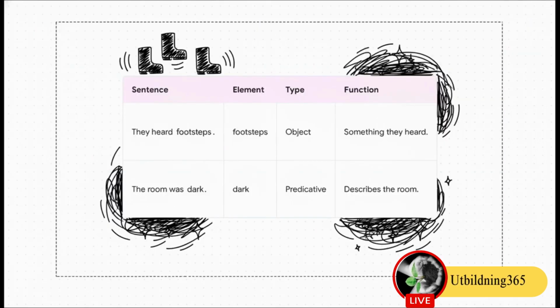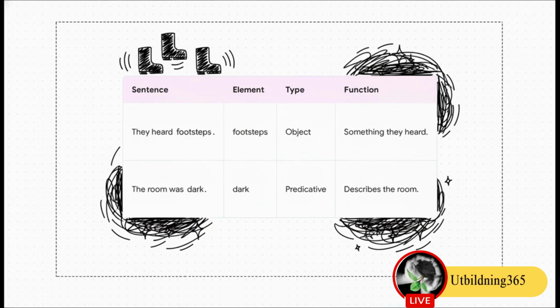Let's look at this out in the wild. They heard footsteps. Okay, did they do something to the footsteps? Yep, they heard them. So footsteps is an object. Now what about the room was dark? Is the room doing something to dark? No, of course not. Dark is a description about the room, and that makes it a predicative.